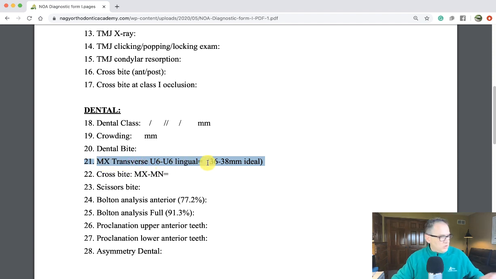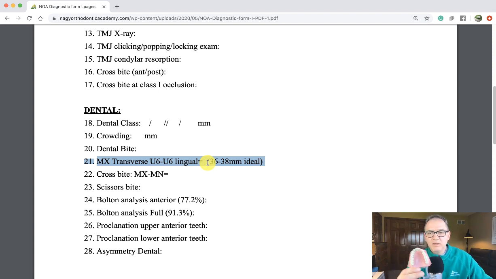And then number 21, we're going to look at the maxillary transfers, upper 6 to 6. That's when you measure on a patient's arch from the upper molar to upper molar. I'm going to grab a Typodont here so I can show you. What you do here is you measure from the lingual of the upper six to the lingual of the other upper six, straight across. That's the transfers, upper 6 to upper 6.